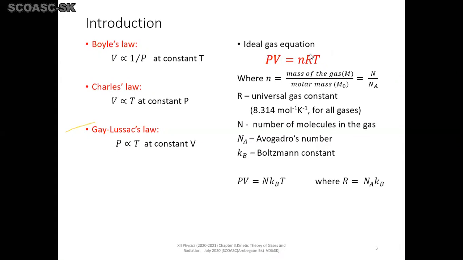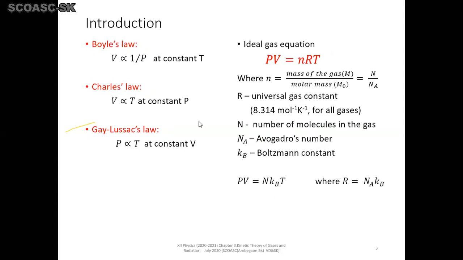And this R is nothing but the universal gas constant. Its value is 8.314 per mole Kelvin, and it is the same for all gases. That is why the name is universal gas constant. Now, instead of using PV is equal to nRT, we are going to talk about PV is equal to N into Kb into T. Now this Kb is your Boltzmann constant.